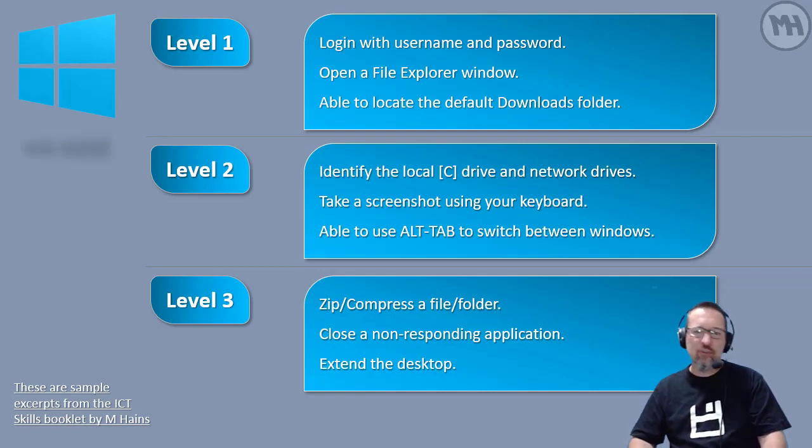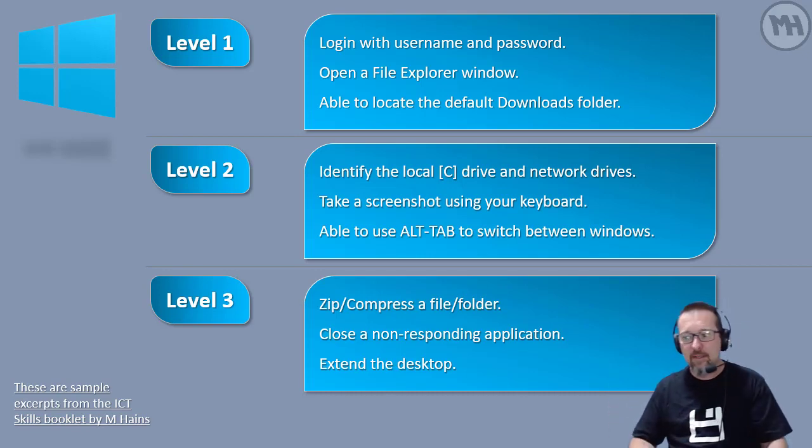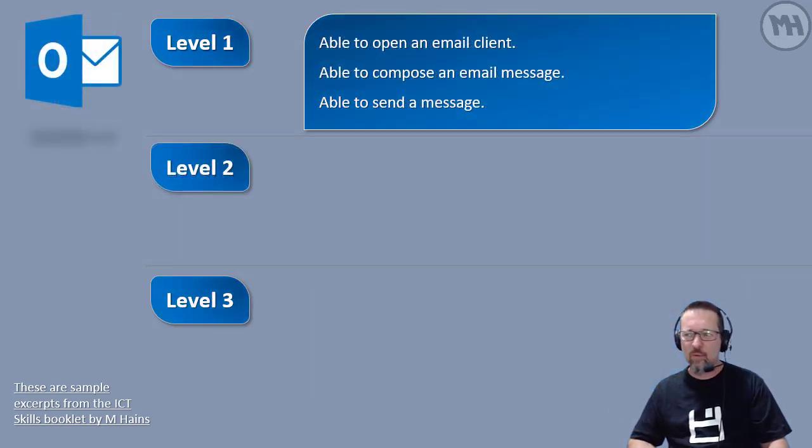Level 3, you should be comfortable with zipping or compressing a file or a folder, closing a non-responding application. That's a big one. Like if something hangs, what do you do? Do you know how to fix that? And extend your desktop, especially when we're doing hybrid teaching, okay? You need to have 2 desktops, one that you can share, one that you can work from. Think about it. Extending the desktop, quite an important skill.